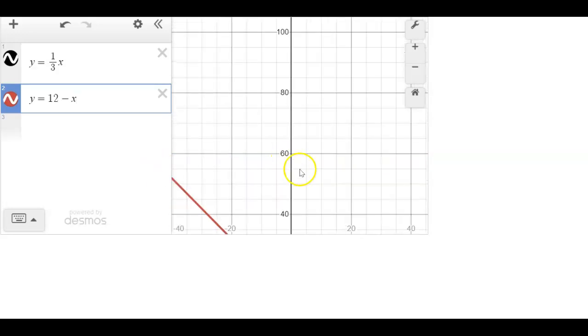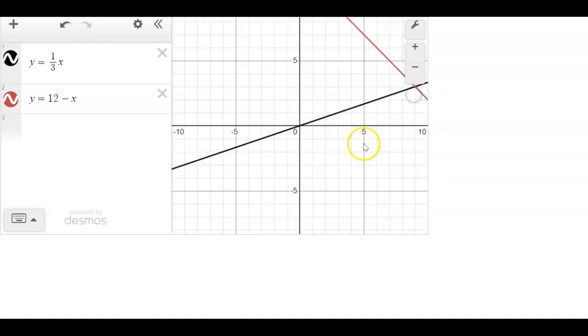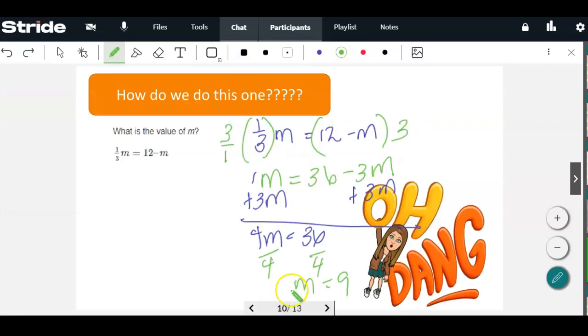Okay, so let's see where, there it is. Remember you can always push this home button too, and it'll take you home. So there it is, 9. Is that what we got? Yes.